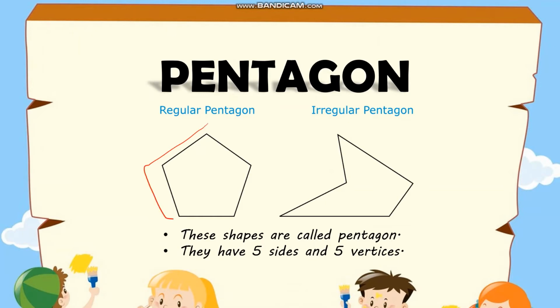Let's count 1, 2, 3, 4, 5. So any shape with 5 sides, we categorize that as pentagon.